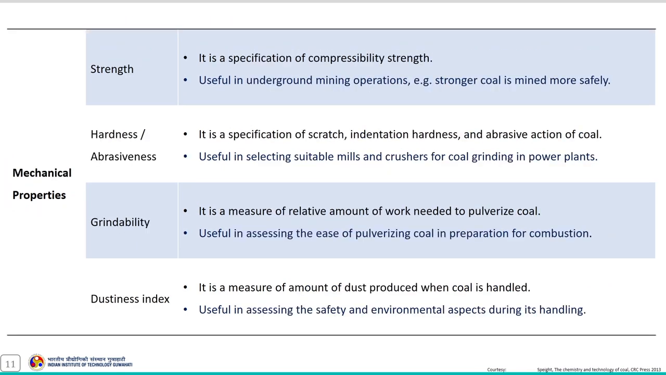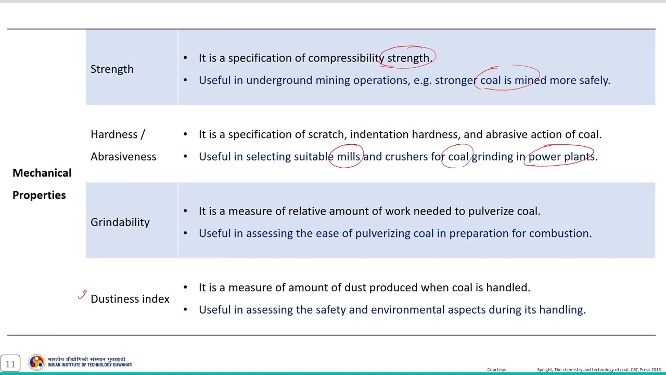Mechanical properties include the strength, hardness, grindability and dustiness index. The strength is the specification of the compressive strength of the material, and it is useful in underground mining operations. Example, stronger coal is mined more safely than soft coal. While hardness of the coal is useful in selecting suitable mills and crushers for coal grinding in power plants.